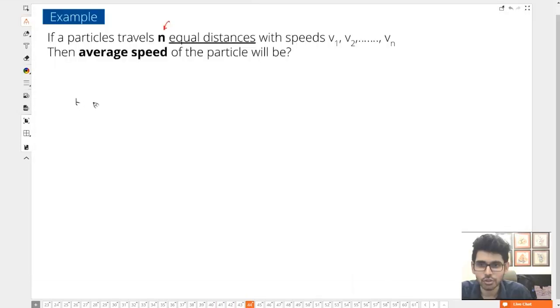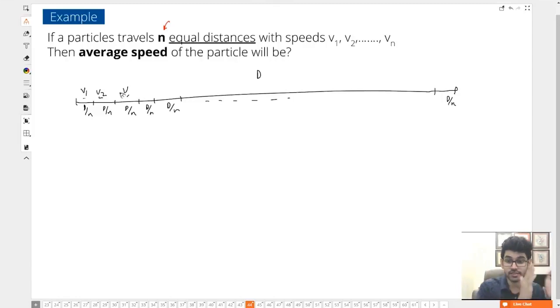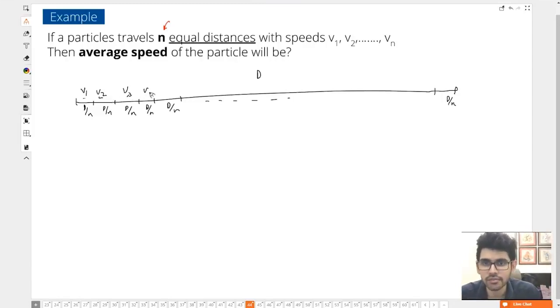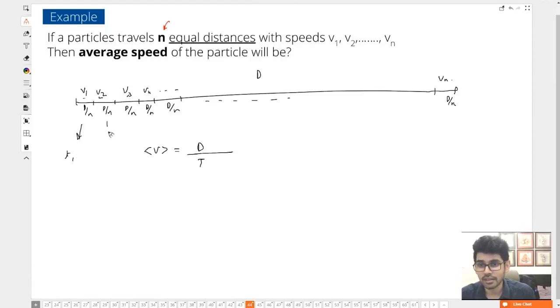Now everybody, you have the same big distance which we take as capital D. If you divide it into n parts, 1, 2, 3, 4, 5 and so on till n, the distance of each part will be D by n. For this stretch, v1 velocity, then v2 velocity, then v3, v4, till here vn velocity. Now what is the average velocity? If you want to find V average, it is total displacement upon total time, D by T. So what is the time here? What is the t1 time here? The t2 time here?